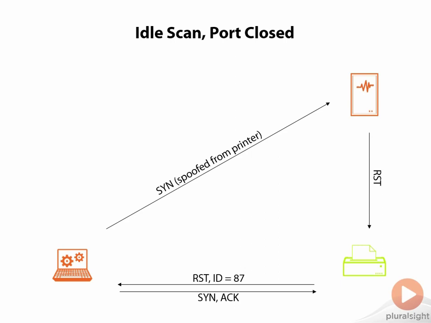The reset packet doesn't warrant a response from the idle system. We then query the idle system again and note the ID. Since the ID has only increased by 1, we can deduce that the idle system didn't respond to the target's packet and therefore conclude that the port is closed.